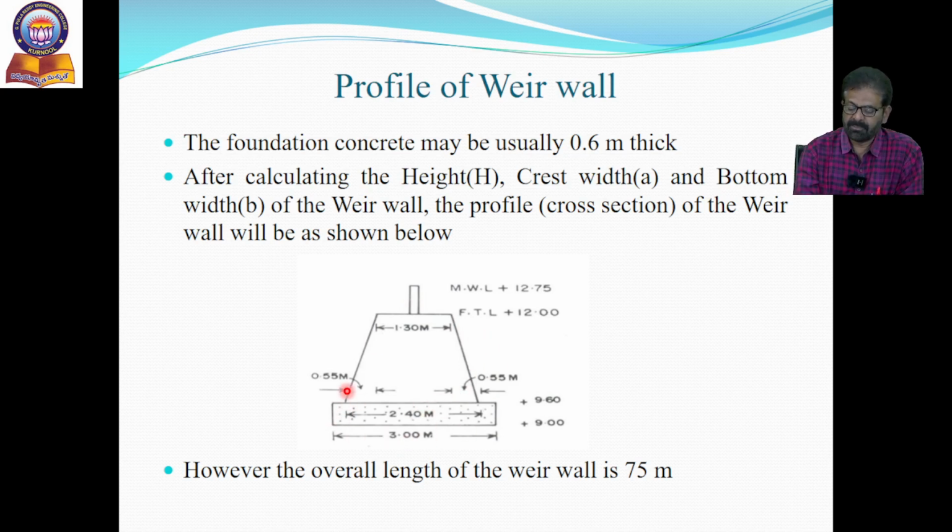You see, this is the height 2.4 meter, this is the top width 1.3 meter, this is the bottom width 2.4 meter. Foundation concrete thickness is 60 centimeters or 0.6 meters. Accordingly, we have to represent the profile. You should remember, for every design component, we need to represent the diagram or figure like this cross-sectional view or profile. This is called the profile of the weir wall. However, the overall length of the weir wall is 75 meters. Let us imagine perpendicular to this cross section, the 75 meter length of the wall is like this only.